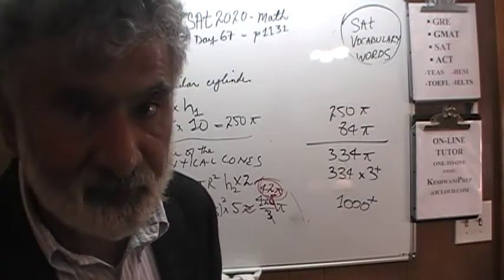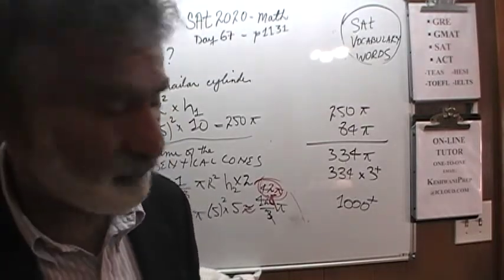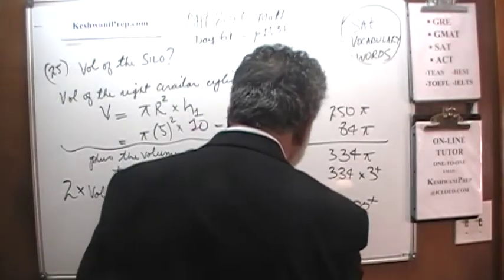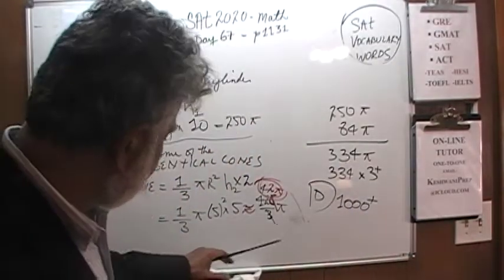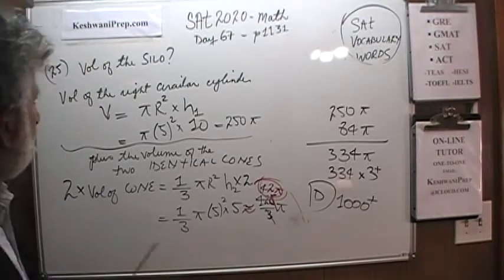The answer clearly is not C, because C is only 900. The answer is D. The answer is 1,050. Let's move on, shall we? Number 26.